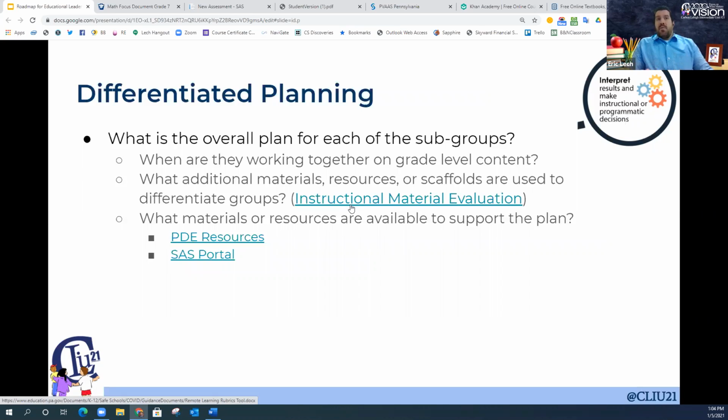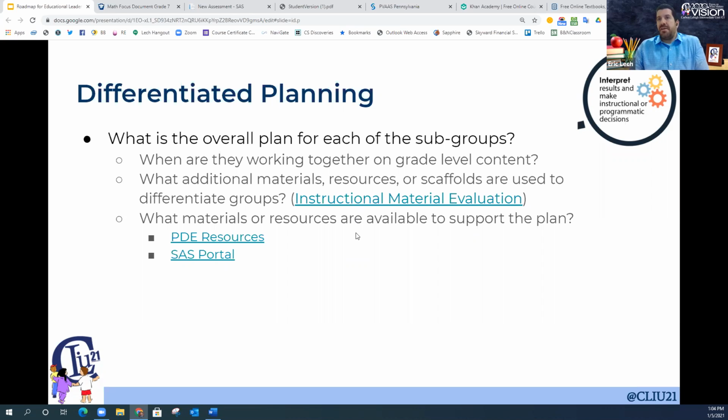And then again, what we're going to do is begin our planning for those different subgroups. And to do that, we want to make sure that we have opportunities when students are working together. What are the things that you're doing together that will help all students move in a similar format and stay on grade level? What additional materials or resources might need to be put into place for each of the groups so that they have the materials and resources they need to access the content and stay within grade level as much as possible? And what resources do you have that are available to you?